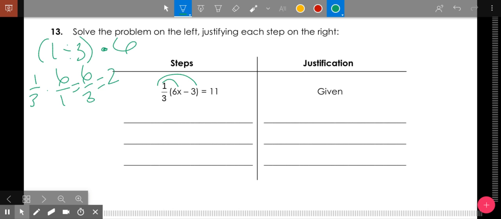So I'm going to distribute. I get 2x, and then I have 1 over 3 times 3 over 1. That'll give me a 1. And since that 1/3 is just next to those parentheses, I don't need to carry it over to the 11, so it equals 11. This is my distributive property.